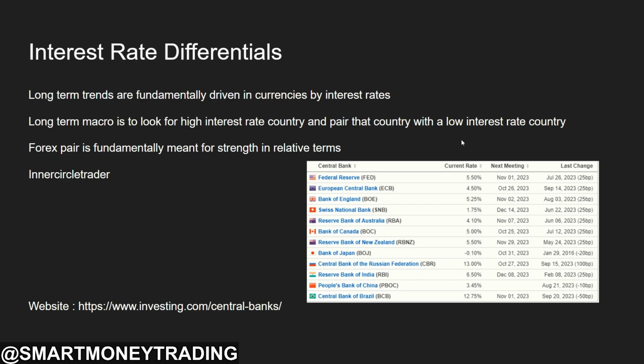So if we have one that's higher with interest rates and one that's lower, we're going to be able to see, if it's USD/JPY, the Federal Reserve has a higher interest rate than the Bank of Japan, or JPY. That means the USD is going to have strength while the JPY is going to have weakness. So the pair is going to be relatively strong to the upside. So that's how you use interest rates for a macro perspective.